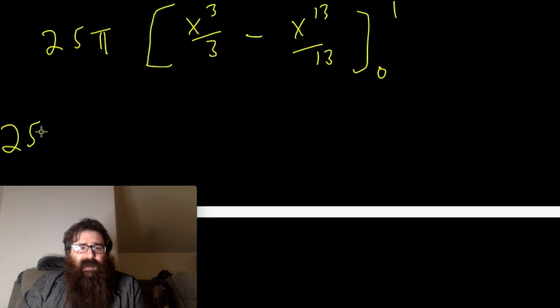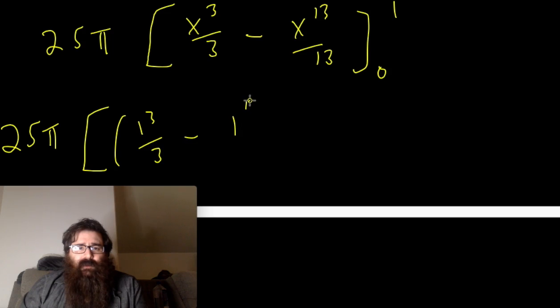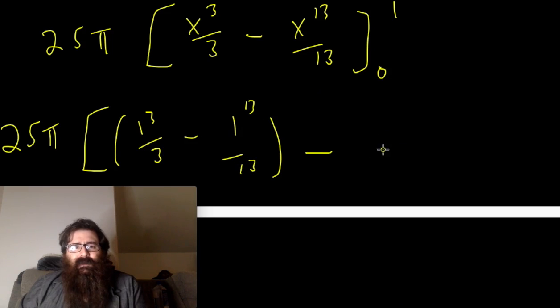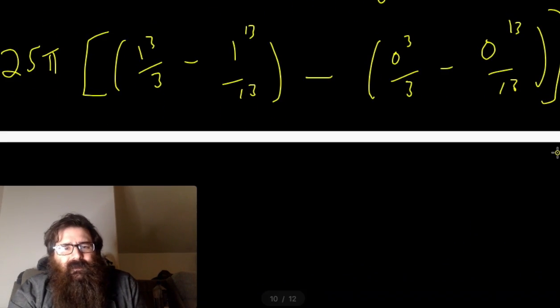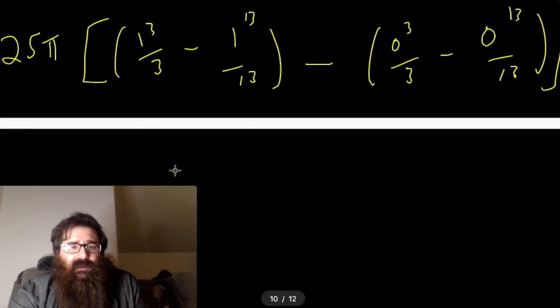So 25 pi is going to stay out in front. If I plug in 1 for x, I get 1 cubed over 3 minus 1 to the 13th over 13, minus, when I plug in 0 for x, I get 0 cubed over 3 minus 0 to the 13th over 13. And then I can work through the evaluation.